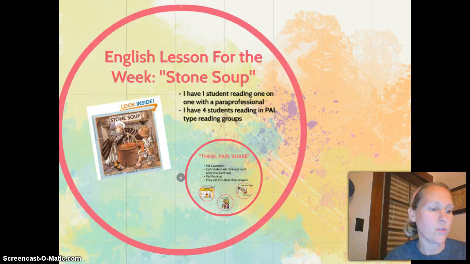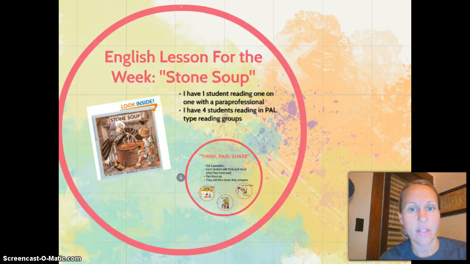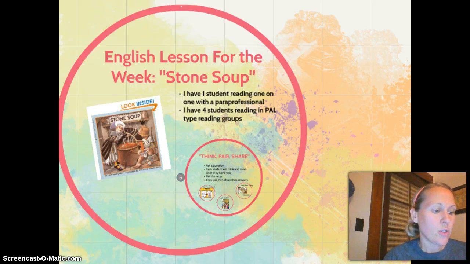I have one student with a high learning disability who likes to work alone, so I have paired him up to read one-on-one with a paraprofessional. Along with that, I have created some outlines of each individual chapter to aid him in remembering the chapters as he goes along.